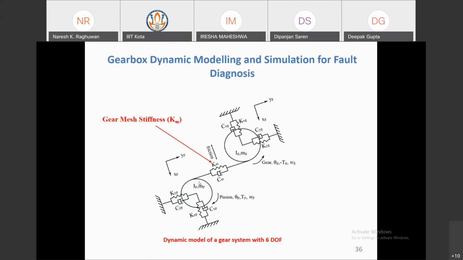Previously you have to define the stiffness of this particular housing and the damping of that particular housing. Some oil is there also, so that damping is considered, and some material damping is also there. So you have a lumped parameter model for the gear housing, with stiffness and damping parameters. And the same thing for the gear and pinion.